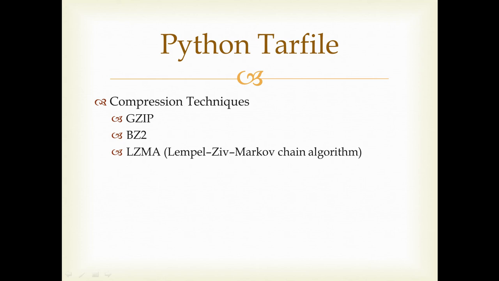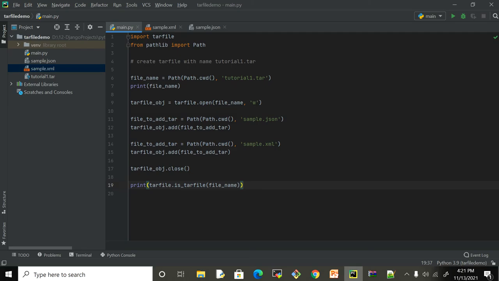I have already published one video which explains how you can create an uncompressed tar file with the tarfile module of Python, and I'm just gonna use the same code that I wrote in that video to explain how you can modify it to use the different compression techniques which we have. So without further delay, let's get into the demo part.